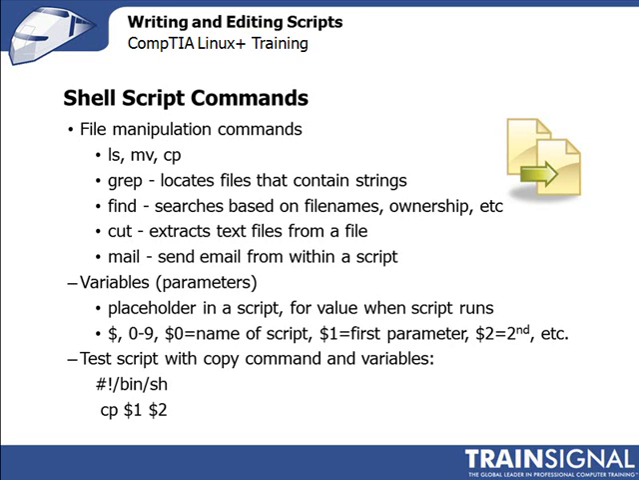Then you have variables or parameters, which are kind of like placeholders for a script. They hold a certain value for when the script runs. Variables are preceded by a $ sign and are numbered 0 through 9, with 0 being the name of the script, $1 being the first parameter, $2 the second parameter, and so on. Let's go back to our terminal window and try out a simple script using the cp command and a couple variables.